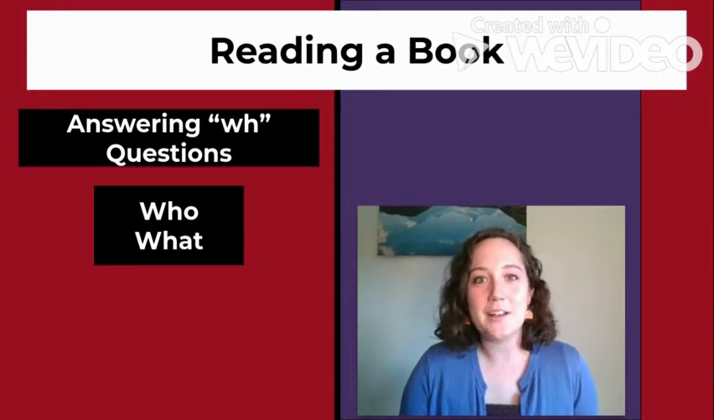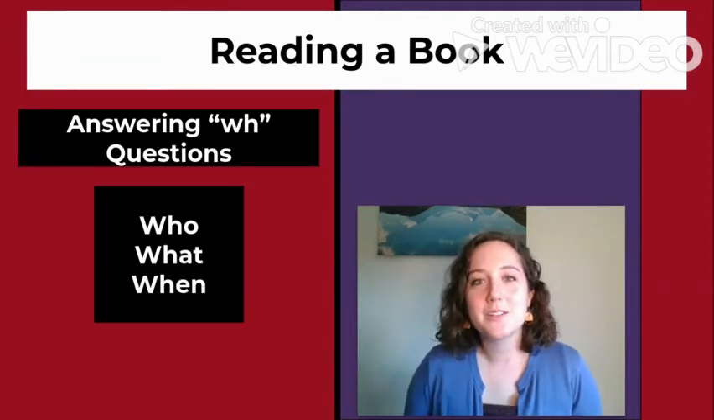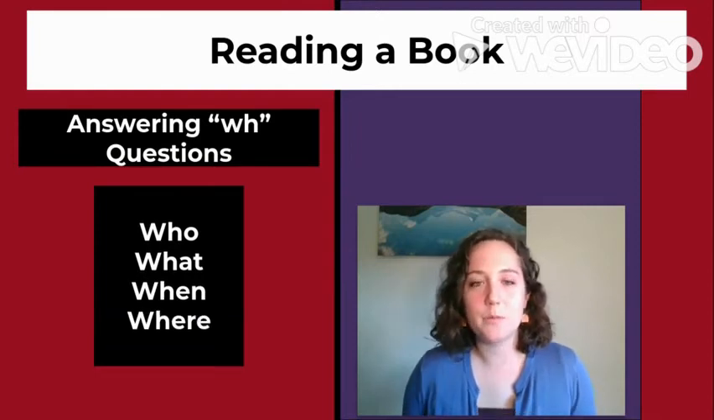If your child's younger, you could ask them, what kind of animal is that in the story? Or you could make it a little bit harder by asking, what is that character doing? You could also ask your child when questions. For older kids, you could ask, when do you think this story takes place? You could ask your child where questions, like where is the setting of the story? If a character has gone missing, you could ask, where did they go?